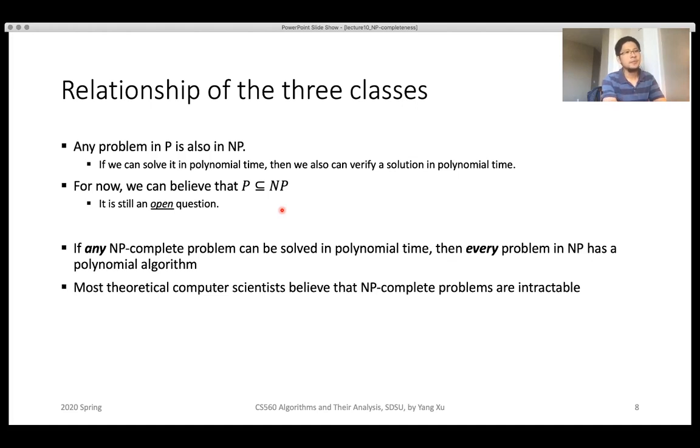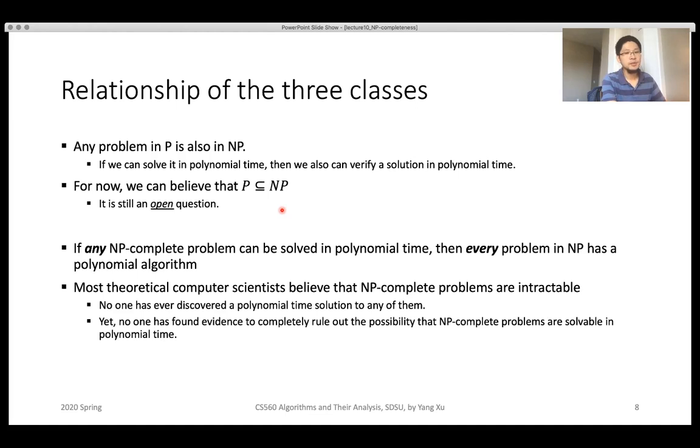Because people cannot find a polynomial time solution for any NP-complete problem, most scientists believe that NP-complete problems are actually intractable. People just haven't proved it right now. So it's still open. Although we haven't discovered any polynomial time solution to any NP-complete problem, people haven't completely ruled out the possibility that NP-complete problems are solvable within polynomial time.